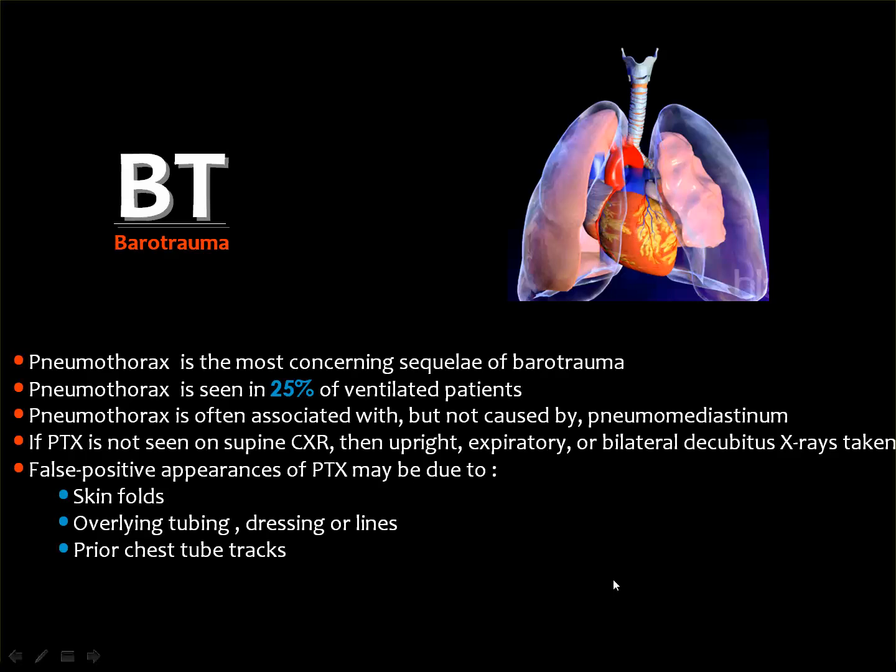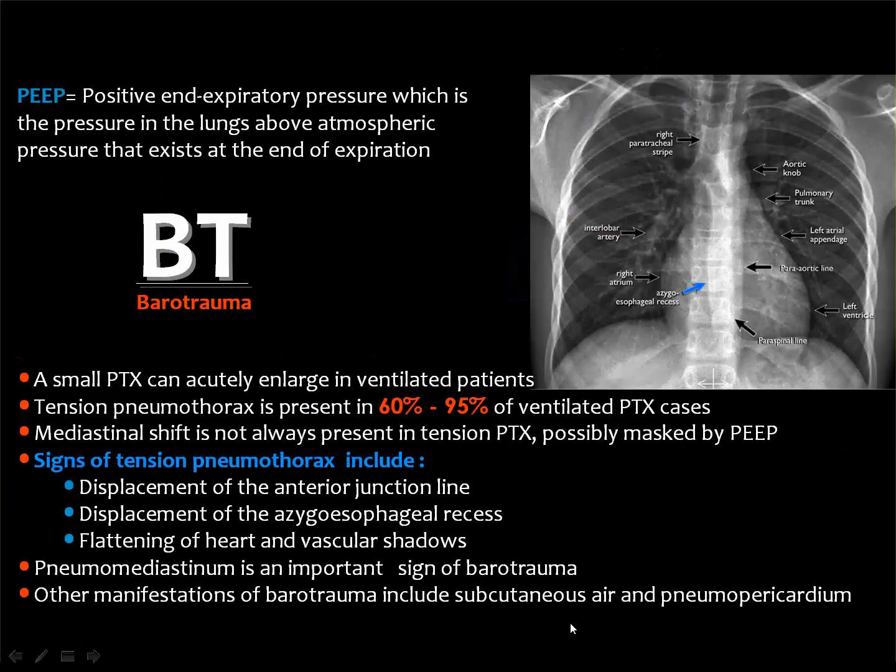by pneumomediastinum. On the chest X-ray, the pneumothorax may be missed, especially if it is a small pneumothorax, and actually it is difficult to put the patient in the decubitus position, but sometimes you can use the expiratory and inspiratory films to be sure, as I have mentioned before. But there are also some underlying causes that may give a false impression of the presence of pneumothorax, like a skin fold or overlying tubes, dressings or lines, and the presence of prior chest tube tracts, like the intercostal tube, for example.